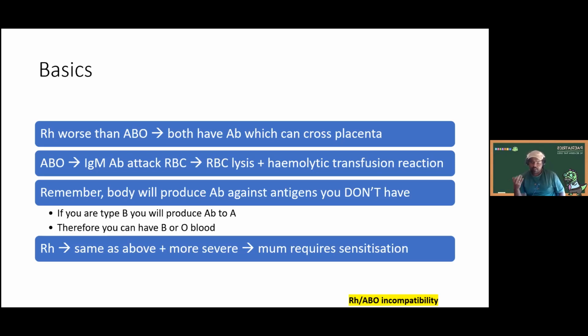So if you have type B red blood cells and you have type B antigens on the red blood cell, then your body will produce antibodies to A. So it's always against things that you don't have. Rhesus, again, same as above, more severe. And just remembering that mums often require sensitization. Not often, they do require sensitization. So generally on the first time a mother is exposed, if she's Rhesus negative to something Rhesus positive, it's not really a problem, but in subsequent cases it is.